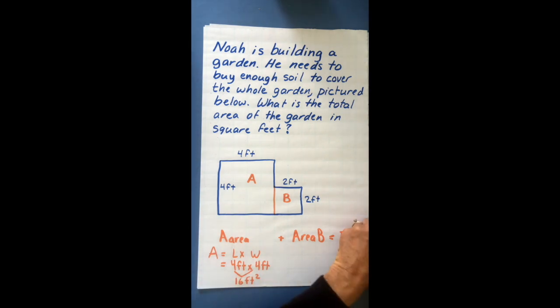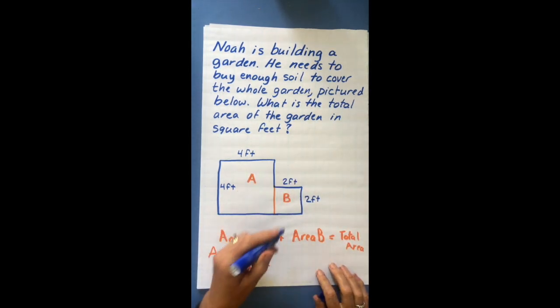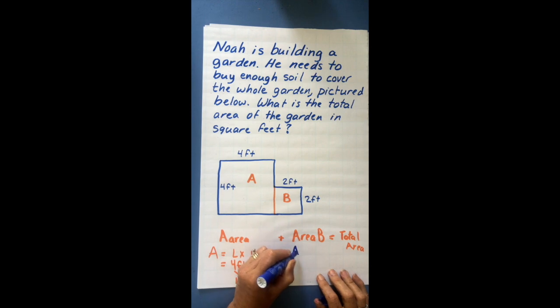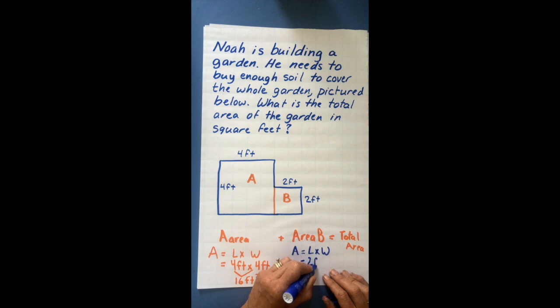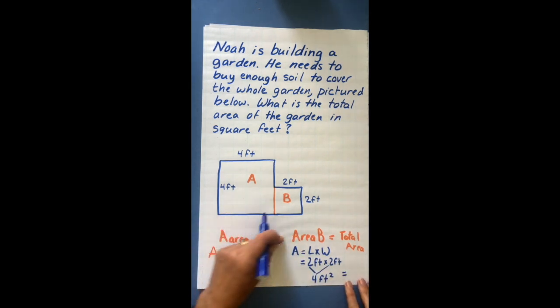Now I need to find out the area of shape B. So I know area is equal to length times width, and the length of this shape, oh, they're the same. The length is 2 feet, and the width is 2 feet. So I just times those together. 2 times 2 is 4, and I've got feet, I've got 2 of them, so I just call it feet squared.